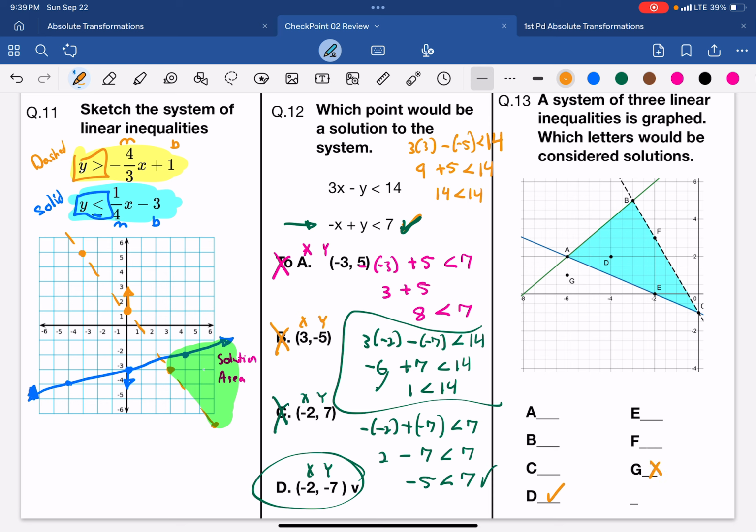Now let's check the points that are on the lines. Look at F. It's on a dotted line. Dotted lines do not work. E is on a solid line. That does work.